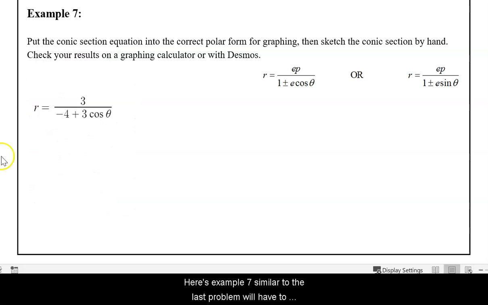Here's example 7. Similar to the last problem, we'll have to divide by -4. That will make the numerator -3/4 and the coefficient of cosine also -3/4. That means the eccentricity tells me that it's going to be an ellipse, but this time I have cosine, so it will be running horizontally. Because I'll have a negative in between and the numerator is negative, I'm expecting the directrix line to be in the positive location to the right of the pole.